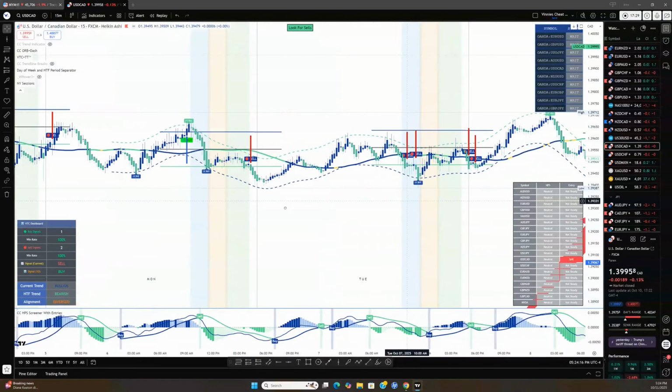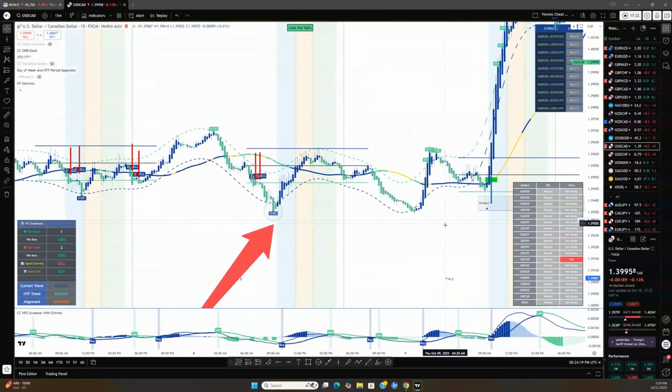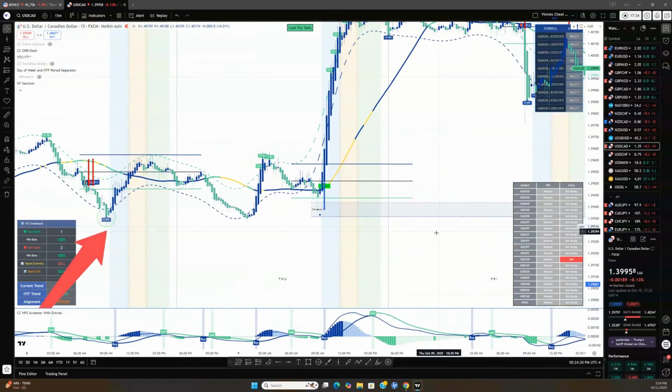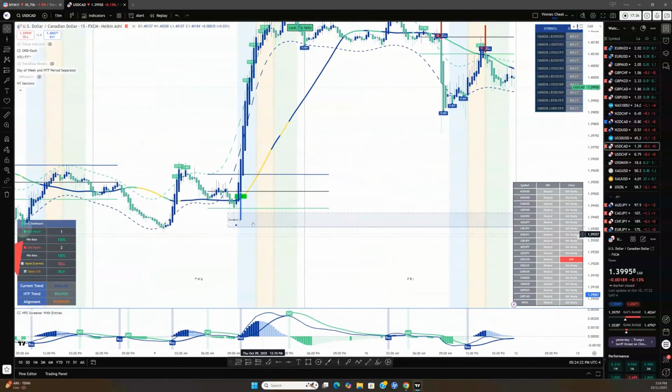So you just have to see what pairs are in consolidation according to the higher time frame, and go by that. But again, we have our priority on what type of trades we're looking for: trend trade, CCORB, and then the bread and butter.